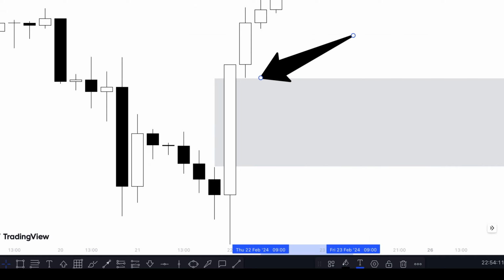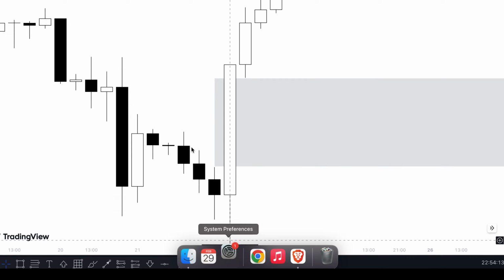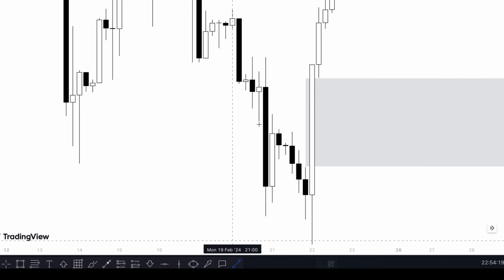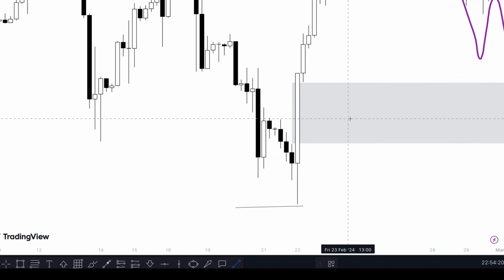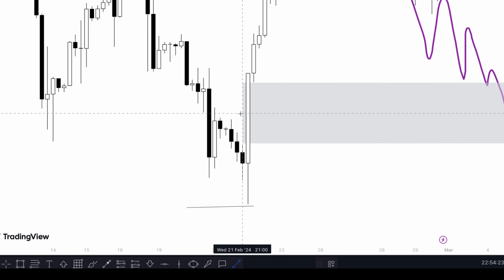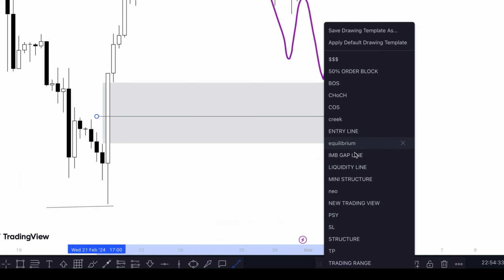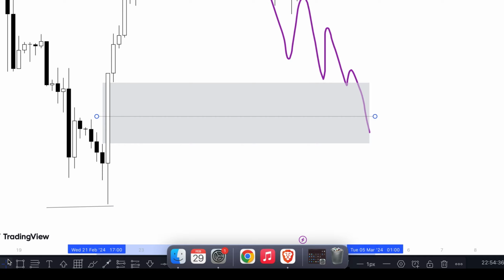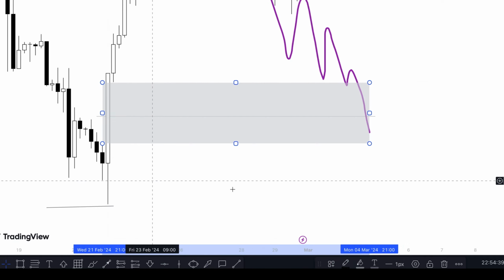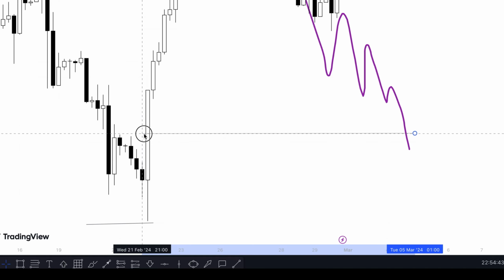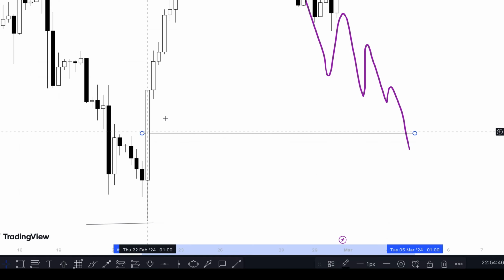So now that I've identified my gap, I don't like to leave this giant gray box here because it usually makes the chart messy. So I'm going to divide that box in half and put this line here. This gray line is going to be my imbalance gap line. I'm going to remove the gray box right now, and I'm going to wait for price to come to this area.